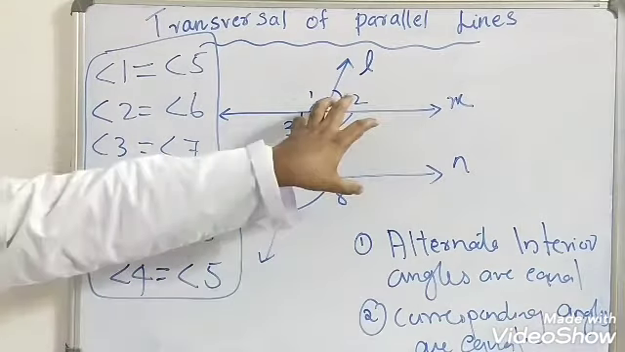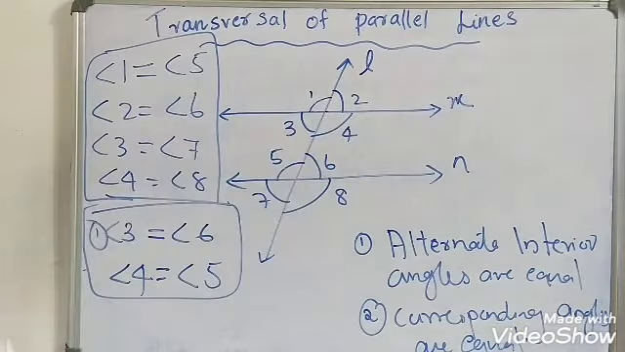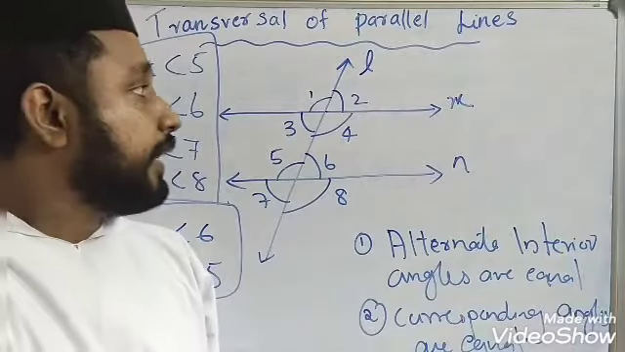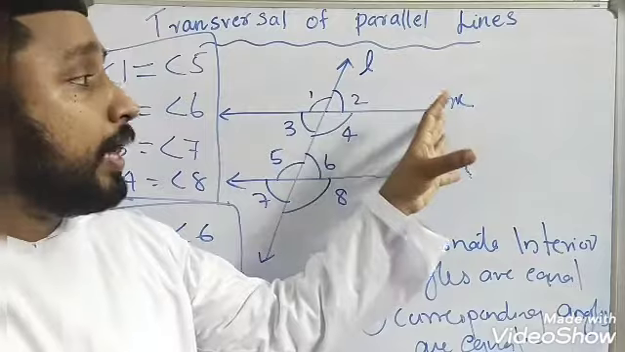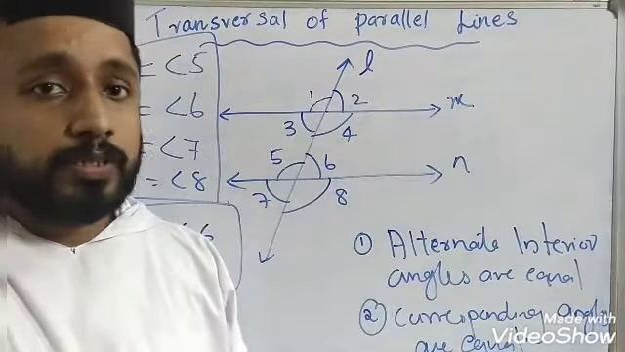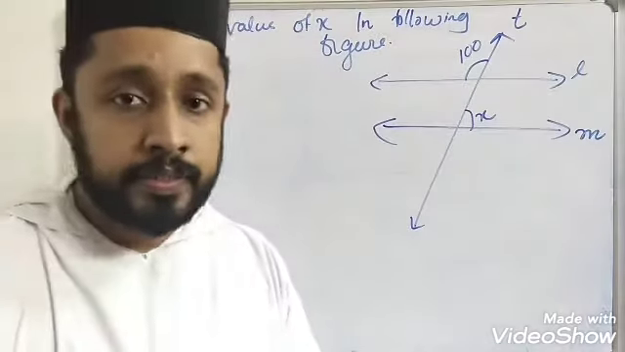That is, the adjacent angles are supplementary. So these are the main conditions when two parallel lines are cut by a transversal. Let us discuss some questions.